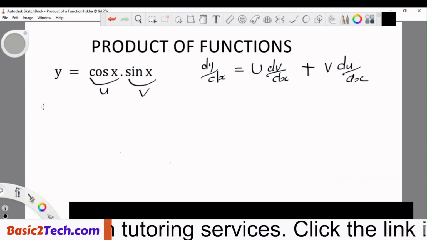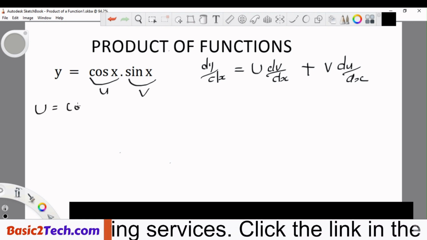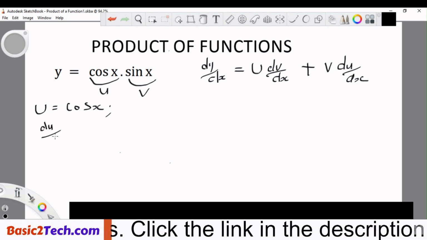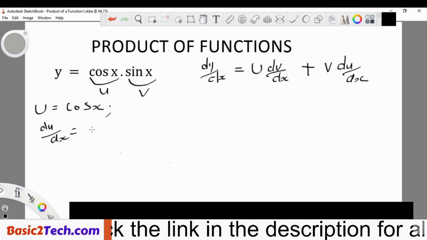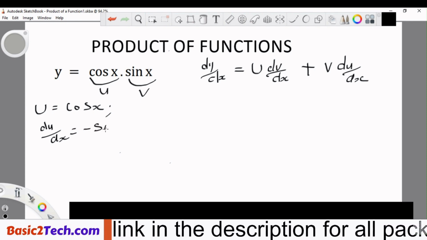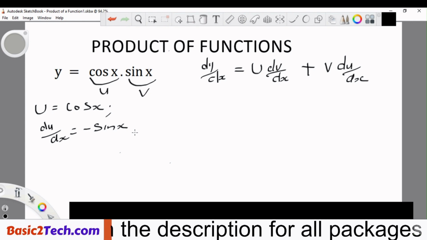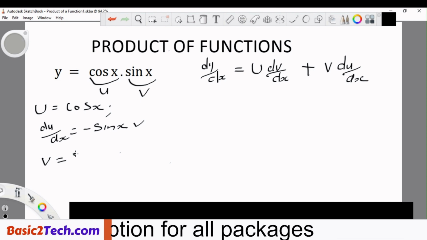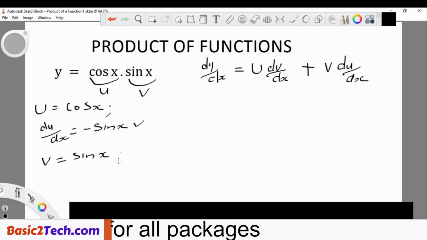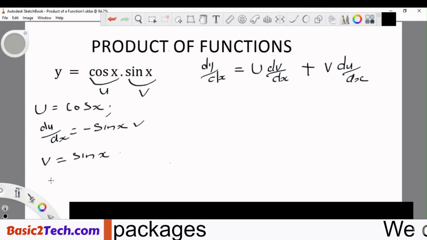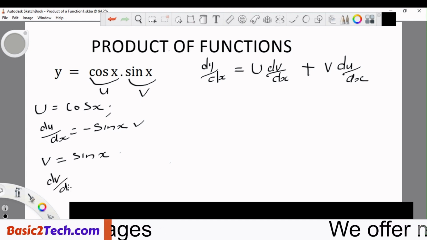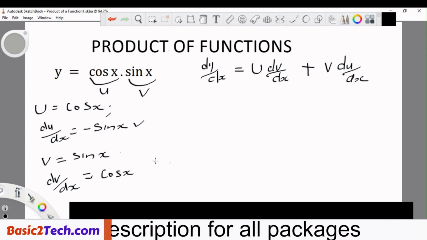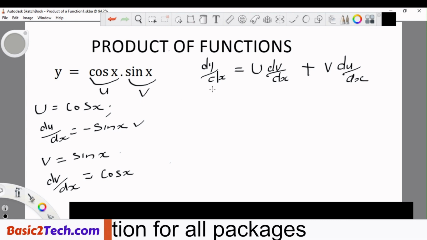So as we know, our u is cos x. And when we differentiate u with respect to x, du/dx gives us negative sin x. All right. Next is v. v is equal to sin x. And when we differentiate v with respect to x, we get cos x. All right, so we know all our unknowns. So back to our question.